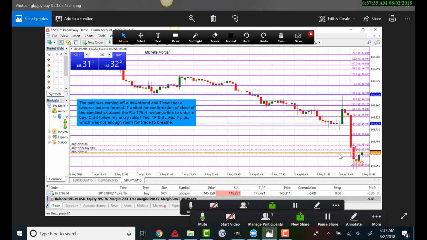Now the only issue with 7 pips here was that I didn't give myself a lot of room to breathe on the stop loss end of things, and that would have been my only issue. Giving it 7 pips, as you can see here, doesn't really give the trade a lot of room to breathe. Even with the entry price and the stop loss of 7 pips, it technically would break without even coming back out of this entire candlestick. So it would break while remaining in this candlestick as well.